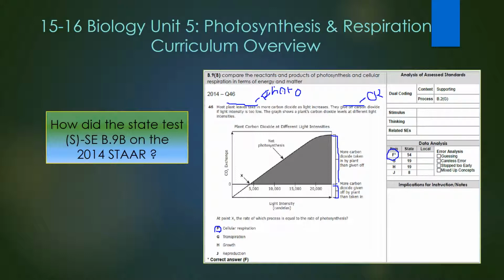And so now the question is, at point X, the rate of which process is equal to the rate of photosynthesis? So if this is carbon dioxide being taken in, this must be photosynthesis. If this is carbon dioxide being given off, this is cellular respiration. So what is this point where they intersect, if this point is X? So the point must be intersecting at cellular respiration and photosynthesis. And F is our answer.